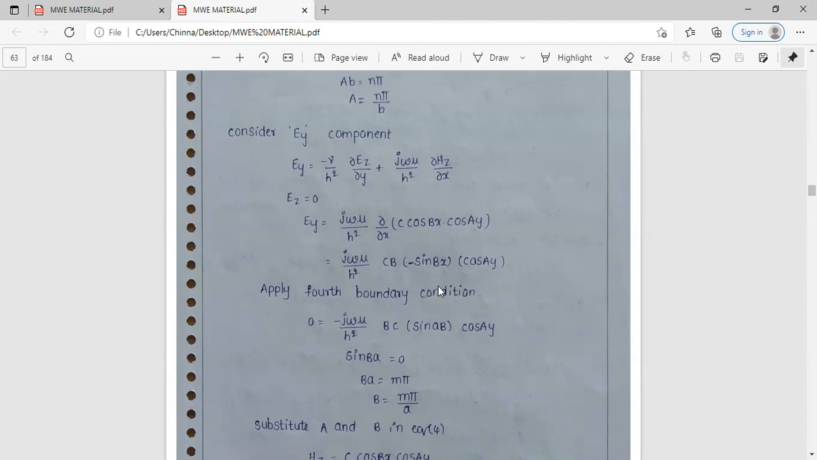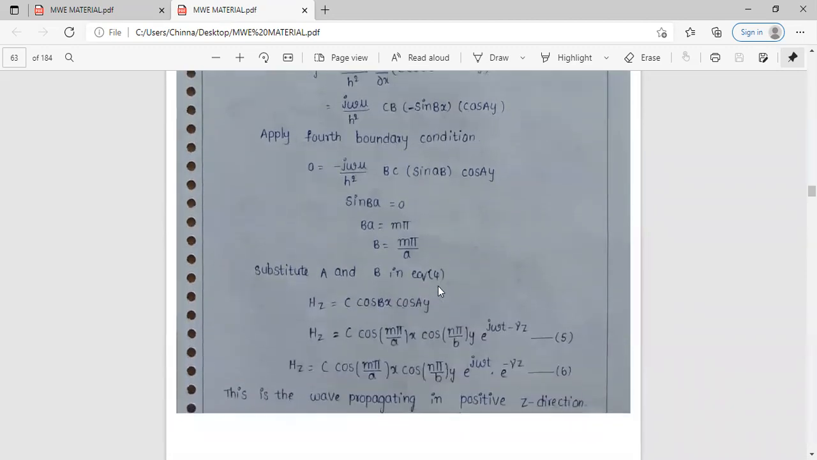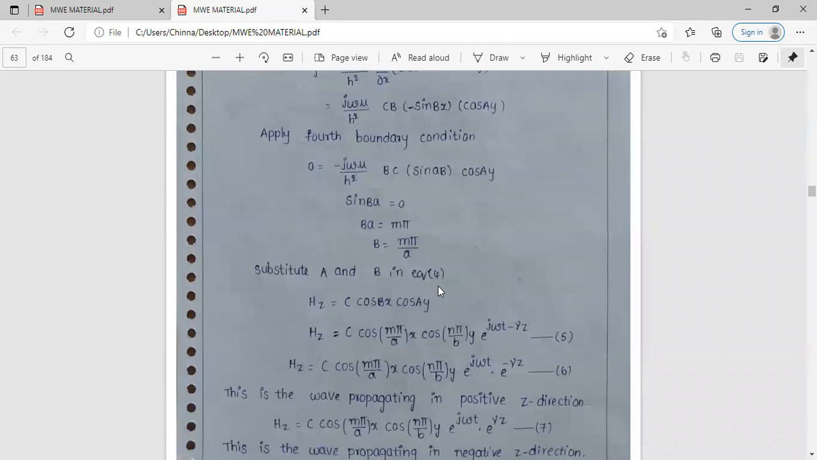Then b is equal to m pi by a. That is the b value. And you can substitute the a and b in the expression of equation number 4. So Hz is equal to C cos bx sin ay. So Hz is equal to C cos(m pi by a into x) cos(n pi by b into y) into e power j omega t minus gamma z.